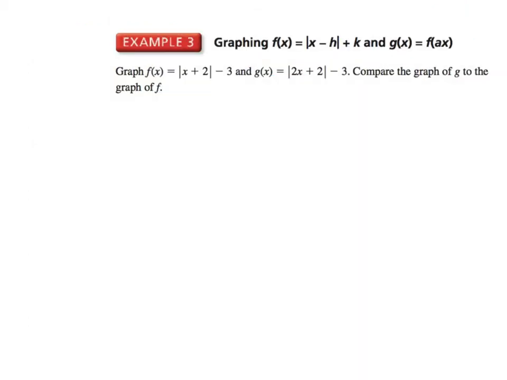All right, example 3. We're going to graph these two functions. F of x equals the absolute value of x plus 2, minus 3, and g of x equals the absolute value of 2x plus 2, and then minus 3. Compare the graph of g to the graph of f. So here's what we're going to do first. We're going to graph the first one. Now here's how you find your vertex. This graph, if you notice inside, it's x plus 2. Therefore, it's being shifted 2 to the left, down 3. So I'm going to make a t-table. Because 2 left, down 3, -2, -3 is my vertex. So I'm going to pick two numbers bigger than that and two numbers smaller than that.